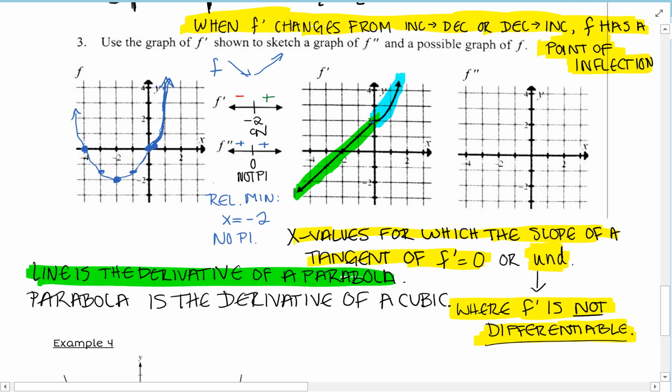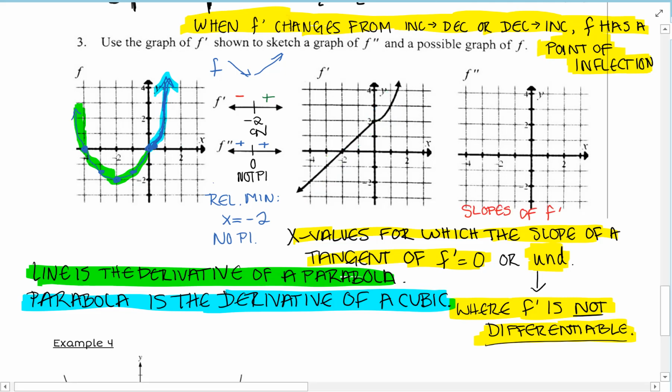So if to the left of the y-axis the graph of f prime is a line, then to the left of the y-axis the graph of f will be the antiderivative of a line, which is a parabola, because the derivative of a parabola is a line. And to the right of the y-axis we have a parabola, and we know that a parabola is the derivative of a cubic function. So to the right of the y-axis in the f graph, we will have part of a cubic function. And that is a really helpful way to know how this will curve and to also check.